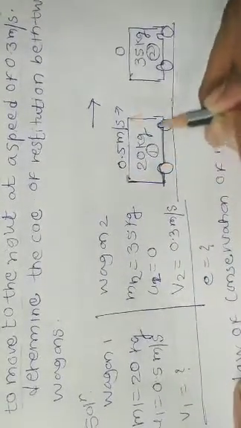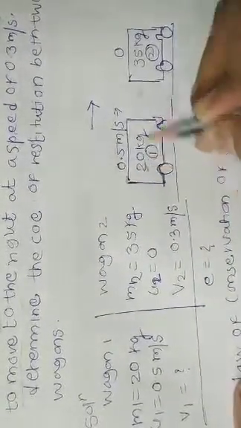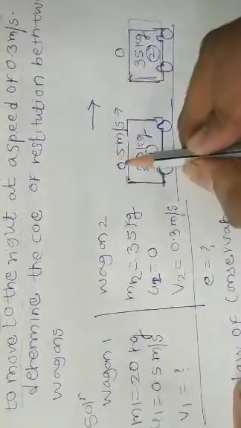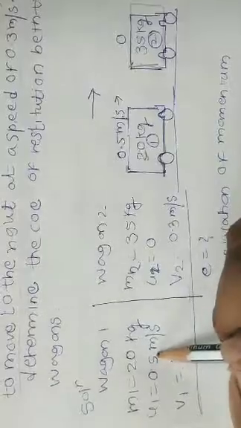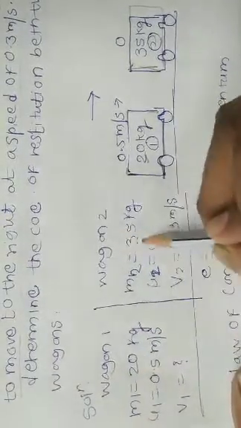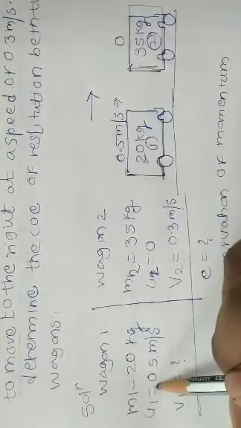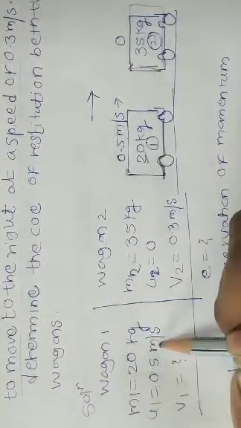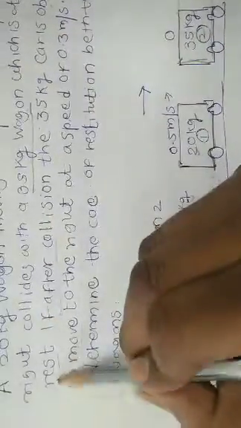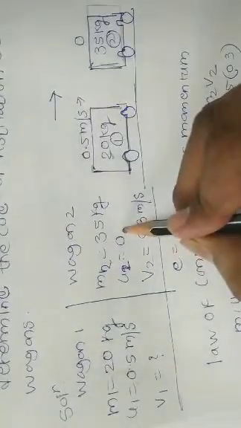So these two wagons are given. One is of 20 kg, the other one is of 35 kg. Its initial velocity is 0.5 meter per second. Wagon 1 mass is 20 kg, wagon 2 mass is 35 kg. Initial velocity for wagon 1 is 0.5 meter per second. Initial velocity for wagon 2 is 0, as mentioned in the problem, which is at rest.